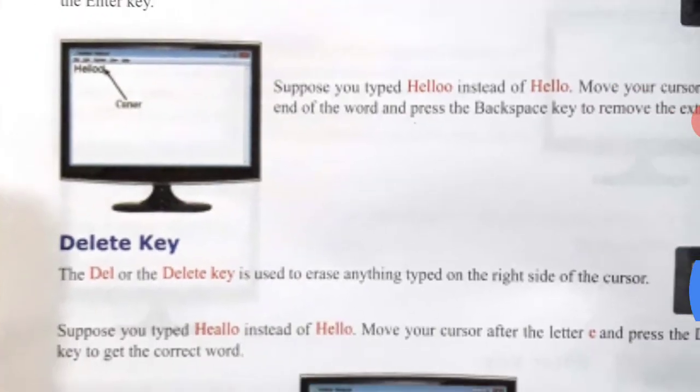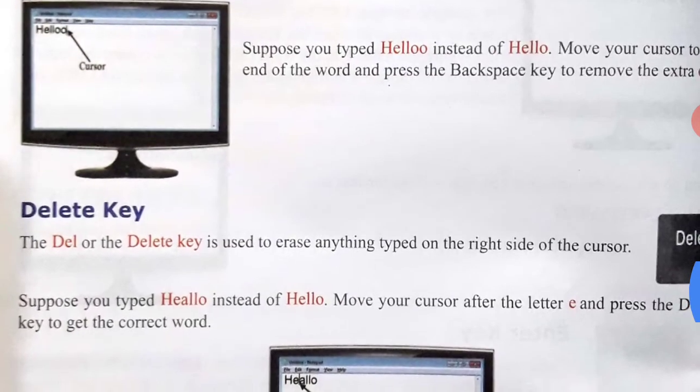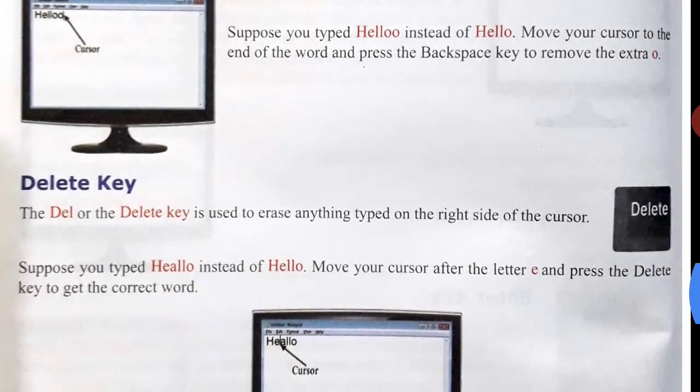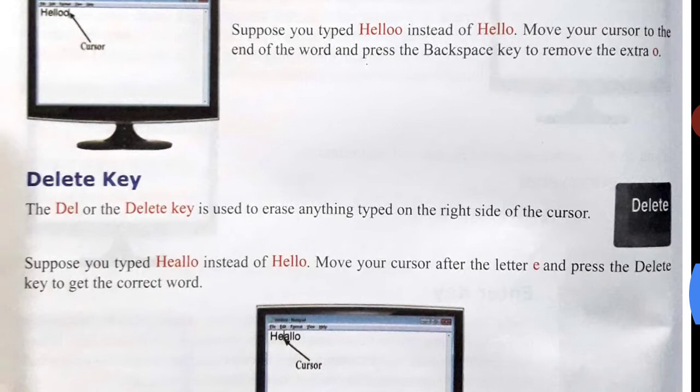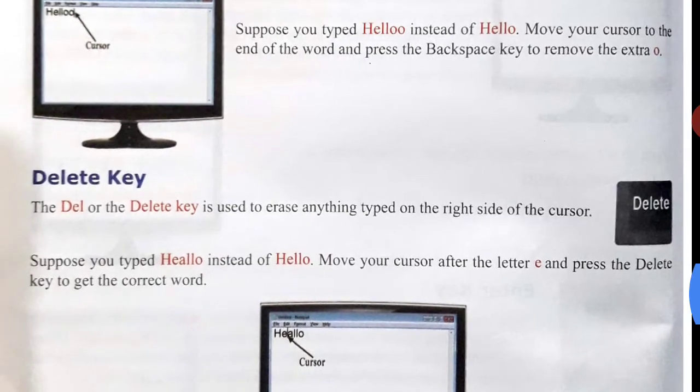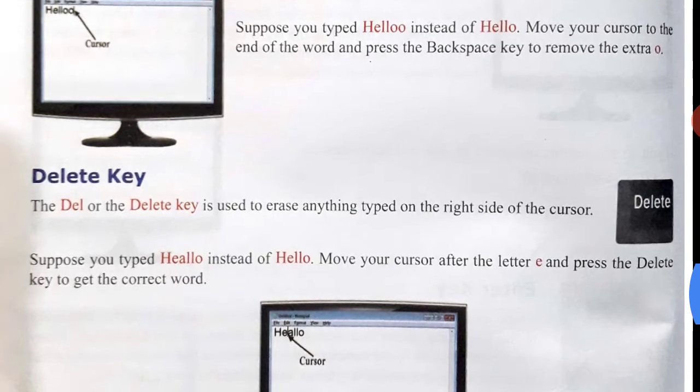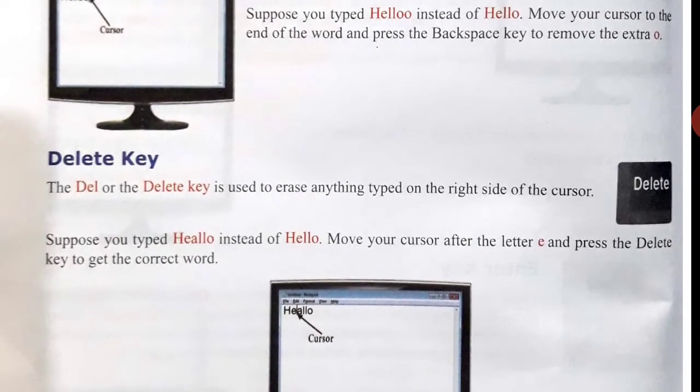Now see, students, the delete key. The Del or Delete key is used to erase anything typed on the right side of the cursor. It deletes whatever is written after the cursor. Okay, what does it delete? It deletes whatever is written after the cursor.